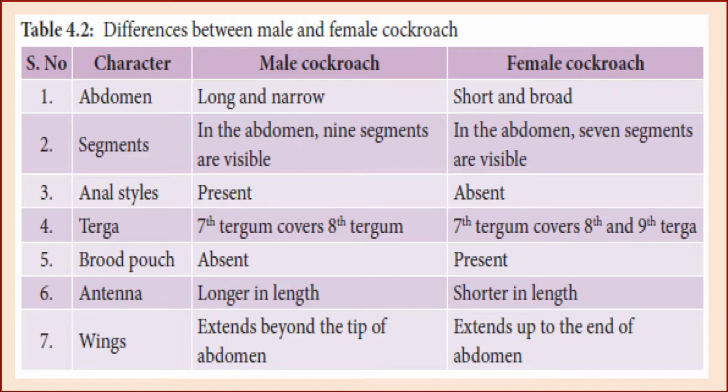The 7th tergum covers the 8th tergum in the male cockroach, whereas in the female cockroach the 7th covers both the 8th and 9th terga. Brood pouch is absent in the male cockroach, which is present in the female cockroach. Antenna length is longer in the male, whereas it is shorter in the female. Wings also extend beyond the tip of the abdomen in the male, whereas they extend only up to the end of the abdomen in the female.